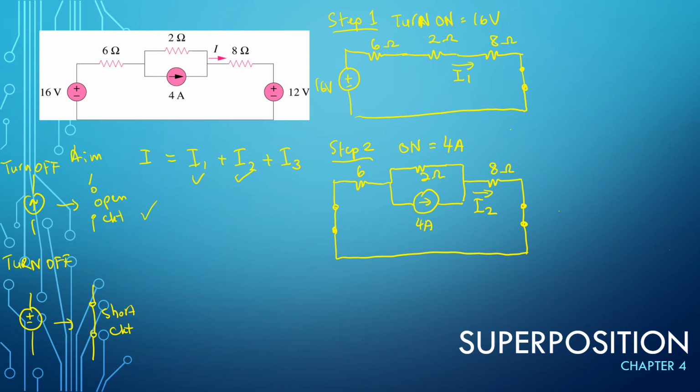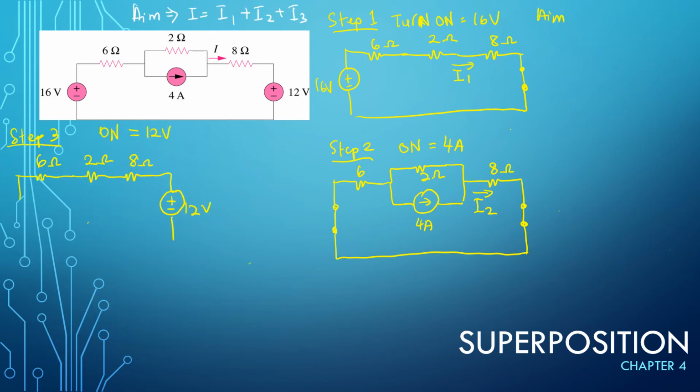Okay, so step number 3, maybe I draw on the left side here. And step number 3, to turn on 12 volt, you can replace the voltage source here with a short circuit. And then the current source is basically turned off like this, but you don't need to draw it because it's already turned off. And then what is the I? I is basically this I3, right? So you write this down as I3.